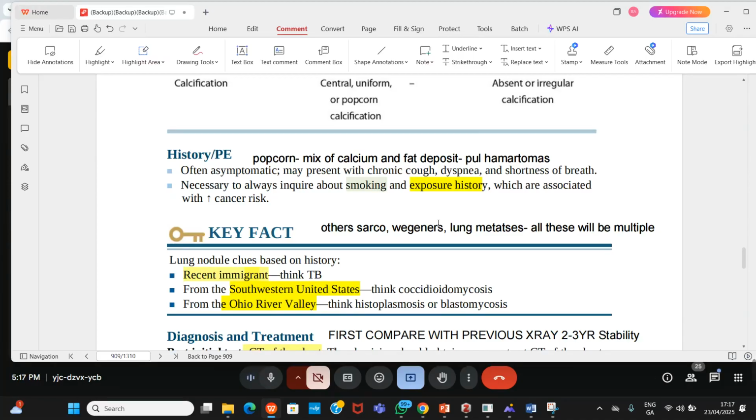So usually we find that on X-ray accidentally, and most of the time they are asymptomatic, or sometimes they can have some symptoms. They can have chronic cough, dyspnea, nonspecific stuff. But if you are taking the history, ask them, are you a smoker? Because that can highly suggest if that is a cancer or not.